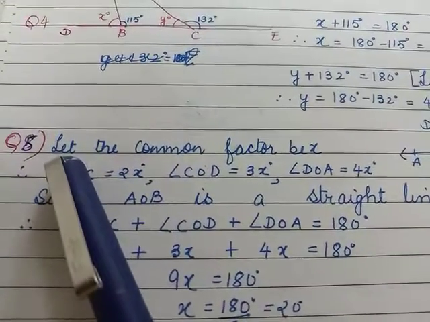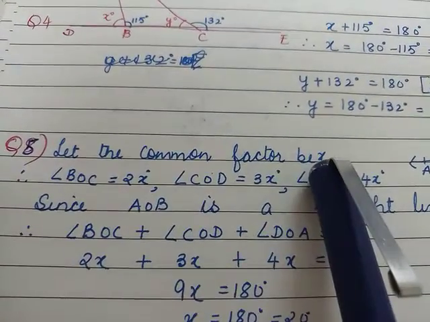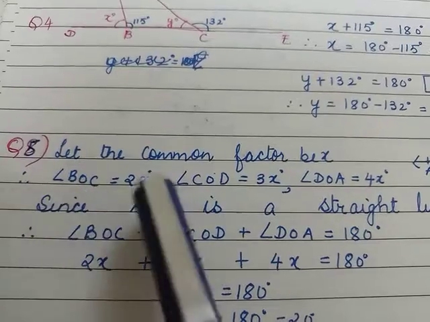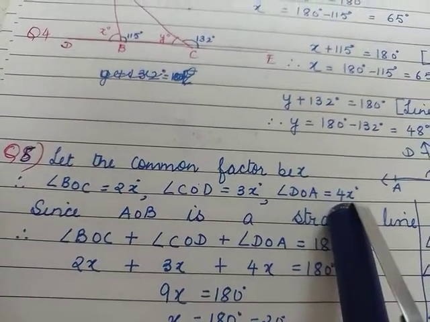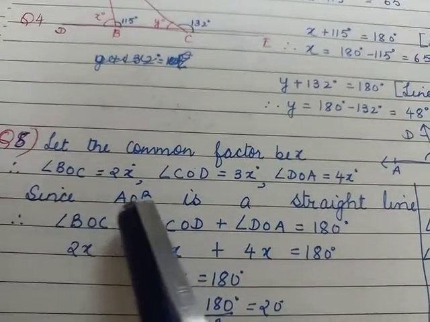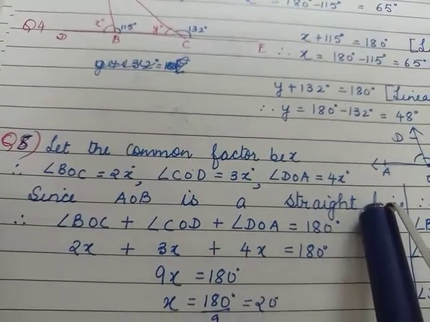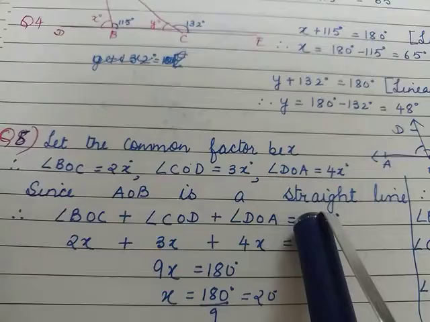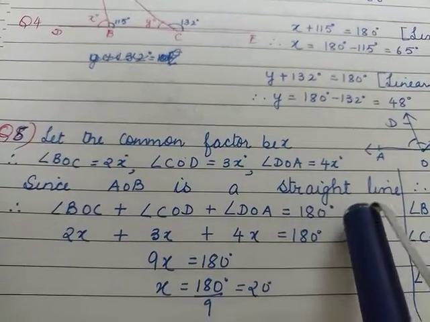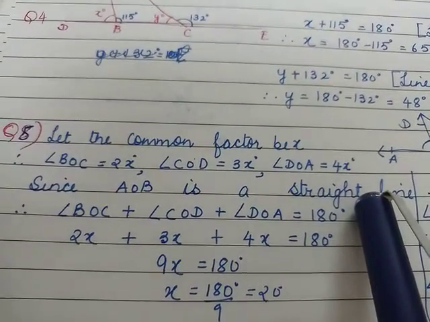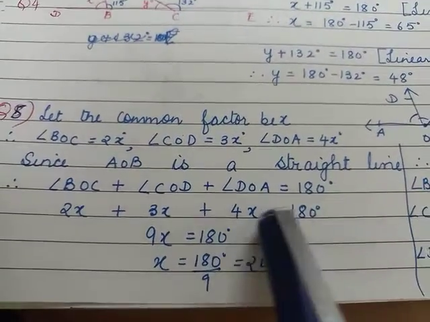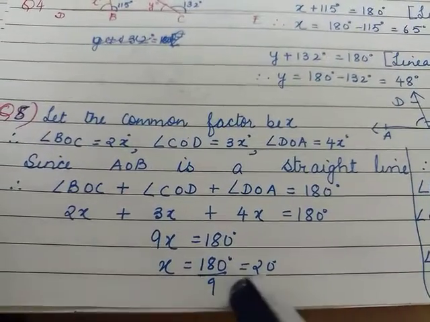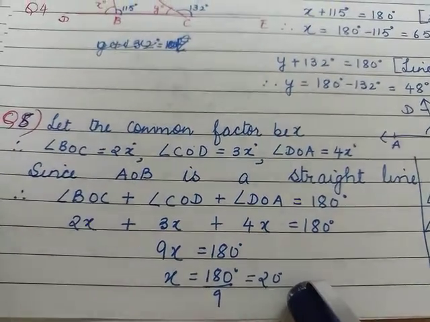So first we will let the common factor be x. Therefore angle BOC will become 2x, COD will become 3x and DOA will become 4x. Since AOB is a straight line, the sum of all three angles is going to be 180 degrees. We'll write the reason: angles on the same side of a line. Then we find the sum of all, and we get the value of x as 20 degrees.